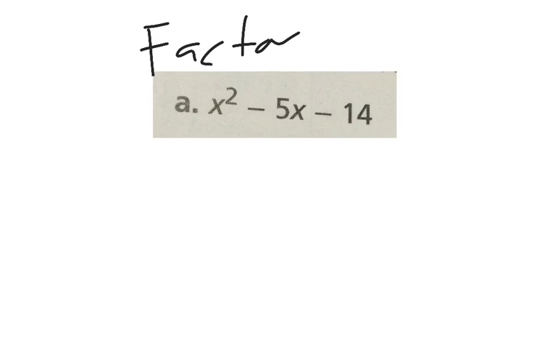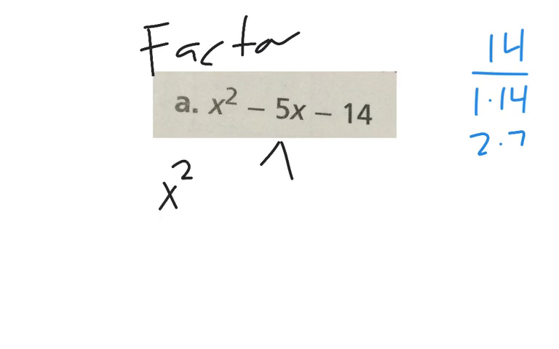Okay, so a times c is negative 14. We're just going to use 14. It is negative 14. 1 times 14, 2 times 7. So I need which of these will combine to be negative 5. Positive 2x and a negative 7x. So this is x squared plus 2x minus 7x minus 14.